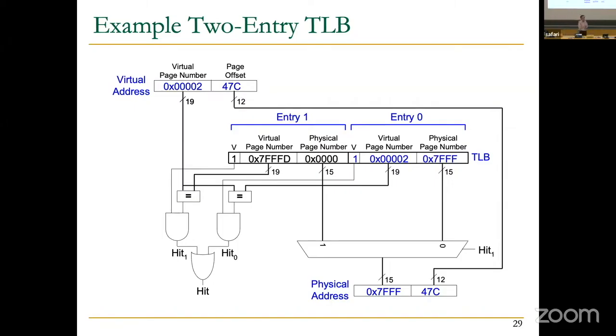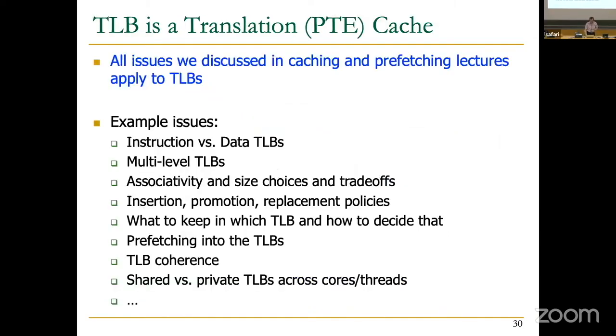If you miss in the TLB, if you don't have the translation in the TLB, then you do the page table access that we saw yesterday. And then when you do the page table access, you access the page table entry and you bring it into the TLB, right? That's the idea. Just like you would cache data, you're caching page table entries in this case. Okay, no magic. Basically everything we discussed in caching and prefetching lectures apply to TLBs.